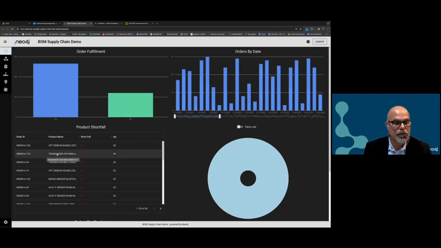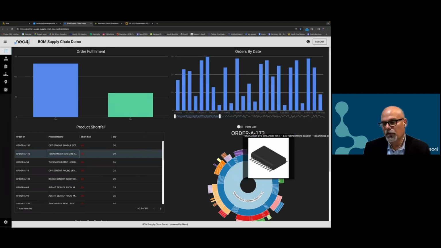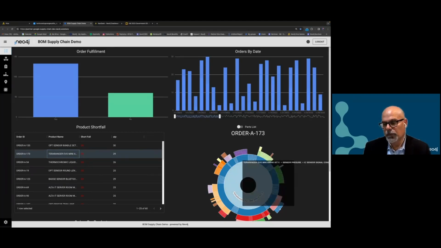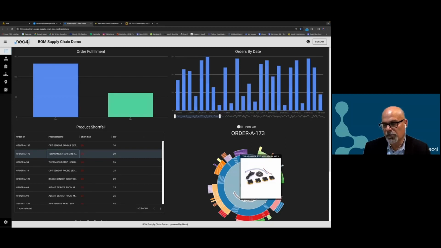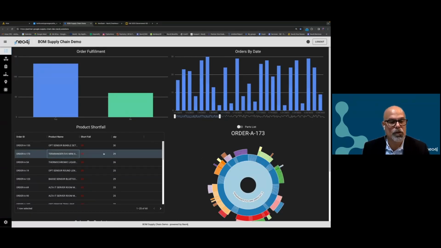And so if I drilled into one of these, we can go look at this graph, and this is this order, and you can see that I've got 4 levels of hierarchy here. So this is sort of a simplified bill of materials. In the real bill of materials, this could go down to 20 or 30 different levels. I see that this particular order is in a shortfall status.